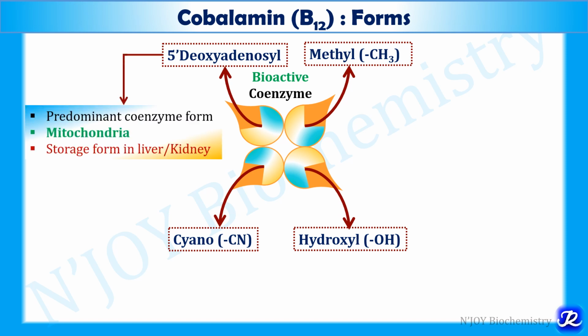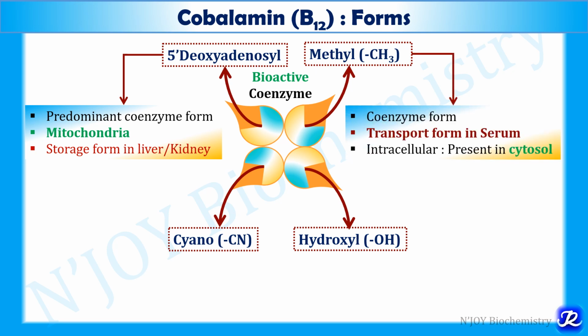Deoxyadenosyl cobalamin is the predominant coenzyme form present in the mitochondria and it is the storage form. Mainly it is stored in the liver, that is, vitamin B12 is stored in the form of deoxyadenosyl cobalamin in the liver. Methylcobalamin is the bioactive coenzyme form and it is mainly present in the circulation, that is in the blood. It is the transport form present in the serum as well as in the cytosol. It is the intracellular form of vitamin B12.